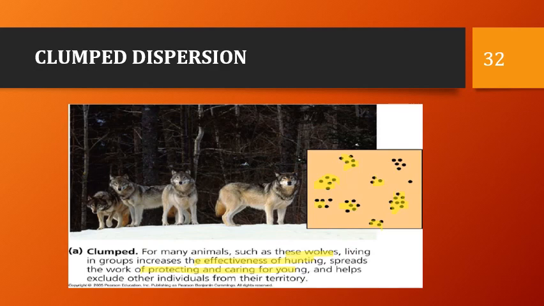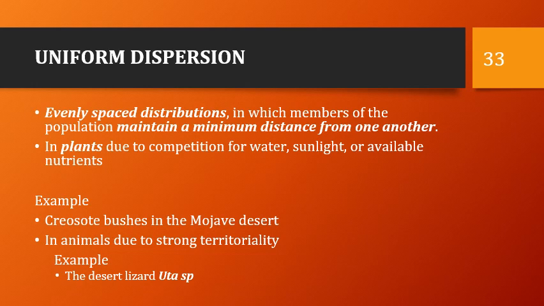Next, we have the uniform dispersion. When we say uniform dispersion, it is an evenly spaced distribution. Okay? Take note of that. It is an evenly spaced distribution. Sorry about my highlighter, it has run dry. Okay? Let's go back to yellow. So, an evenly spaced distribution in which members of the population maintain a minimum distance from one another.